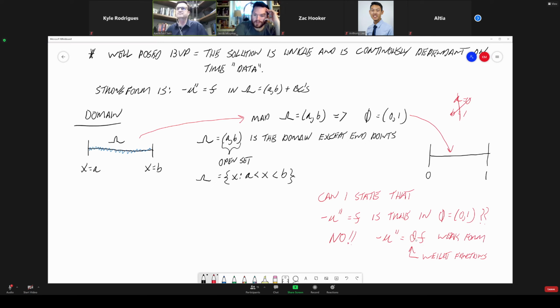Go ahead. I just had a question about omega. Is omega supposed to be just our geometry from one point to another point, or is it something else? It's a mathematical domain. We haven't tied it to geometry yet. Okay, so we're just keeping it conceptual. Yes, this isn't tied to geometry yet.